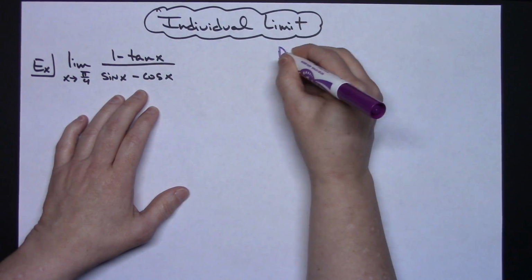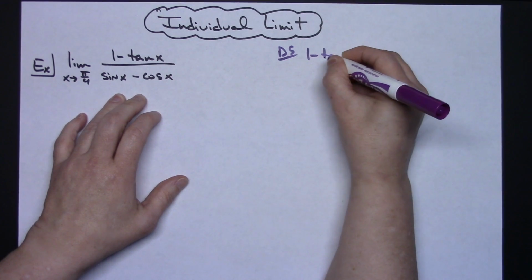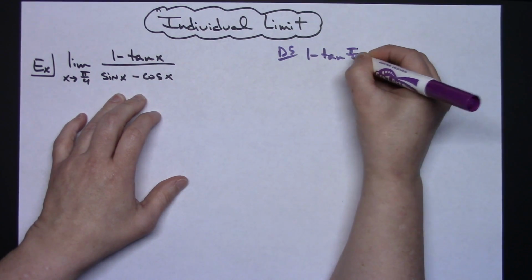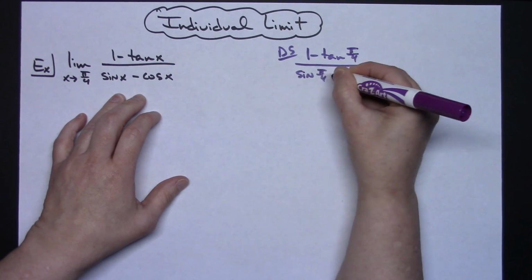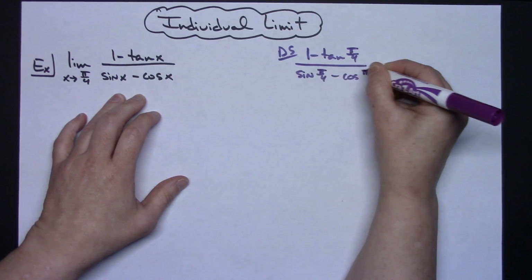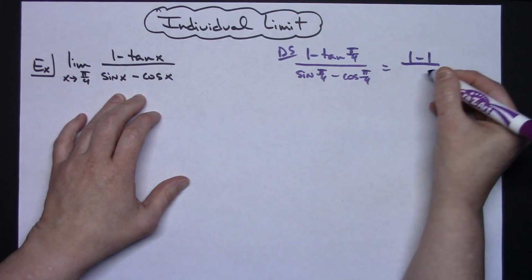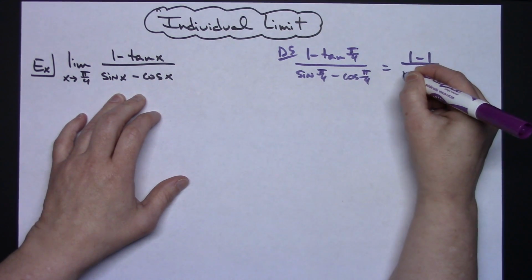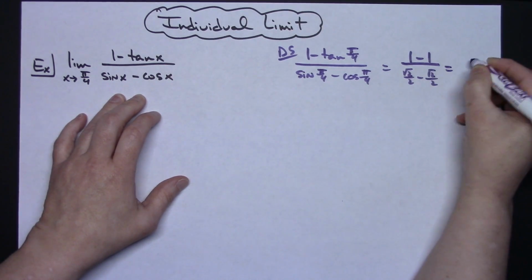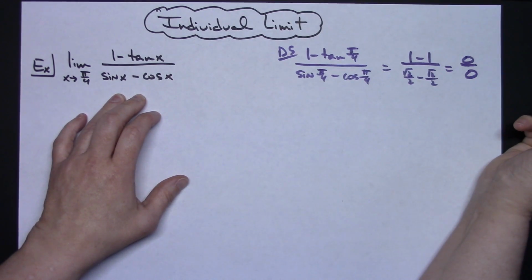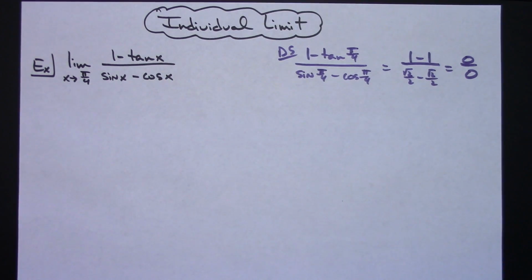So on this one, when I do that direct substitution, we'll have in our numerator 1 minus tangent of pi over 4 all over sine of pi over 4 minus cosine of pi over 4. Okay, working that out, I'll have a 1 minus a 1 in the top, and then I'm going to have square root of 2 over 2 minus square root of 2 over 2 in the bottom, both giving me 0 over 0. So this does lead to an indeterminate form, which means I've got to take another approach.